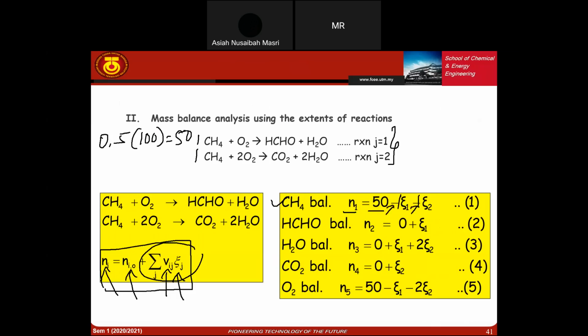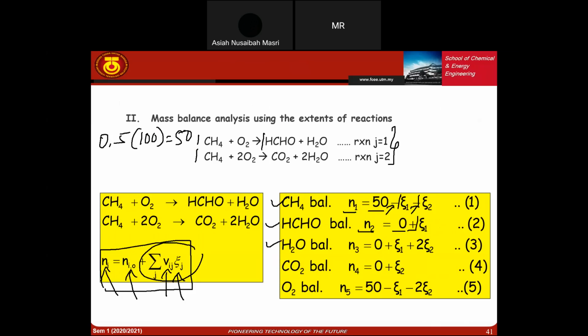Do the same for formaldehyde. Formaldehyde, we have here N2 as the output of formaldehyde. N2 was not present in the feed, so 0. And then it is a product, so we have positive. Then here we have 1 only for the stoichiometry, and then we have extent 1. There will be no extent 2 because formaldehyde is not involved in the second reaction.